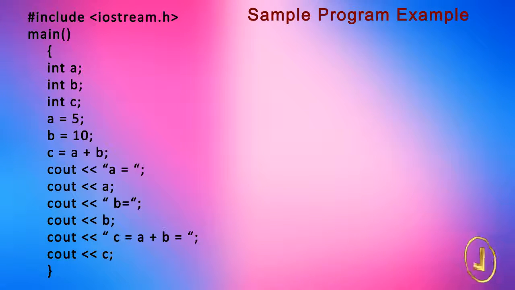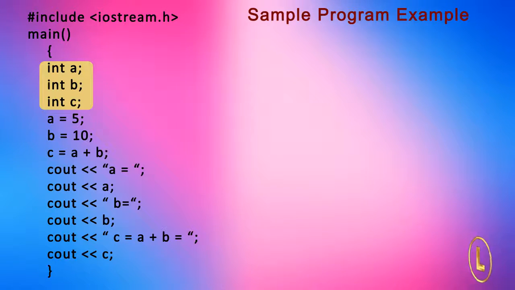Let's consider a simple example to explain the int data type. In this example, we take 2 integers, add them, and display the answer on the screen. The code of the program is written as follows. In this program, the first 3 lines declare 3 variables, a, b and c.